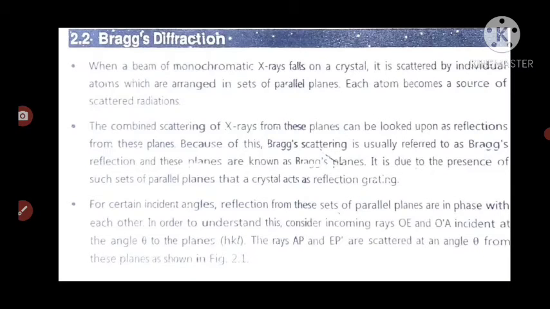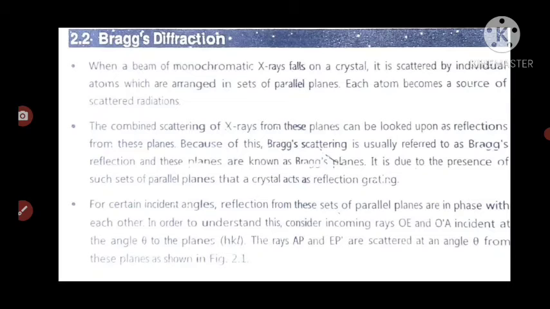So in this chapter the main point we have to see is Bragg diffraction, what is meant by Bragg diffraction, and what is meant by the Bragg angle. First of all, consider what Bragg diffraction is.